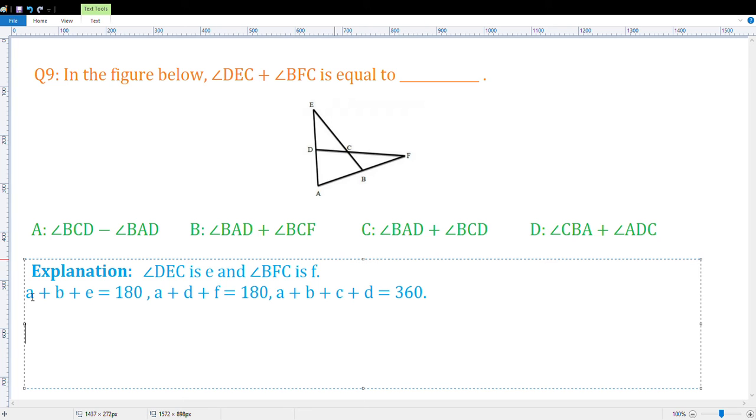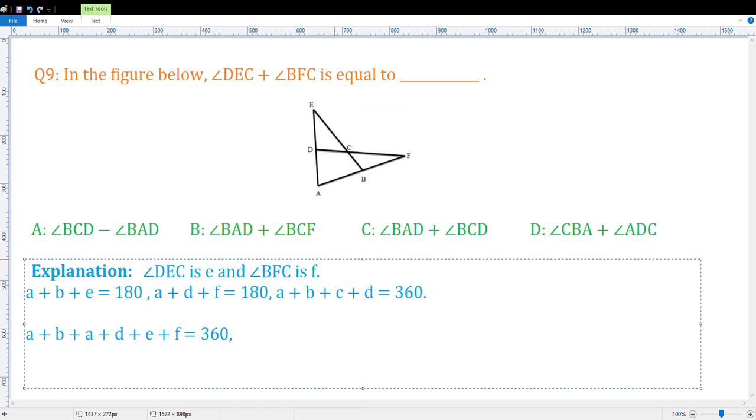So add these two equations, the first and second one. Then those will become A plus B plus A plus D plus E plus F is equal to 180 plus 180, that is 360. And in this, here is A plus B plus D. To get this value from the rectangle equation, A plus B plus D is equal to 360 minus C. So substitute that value.